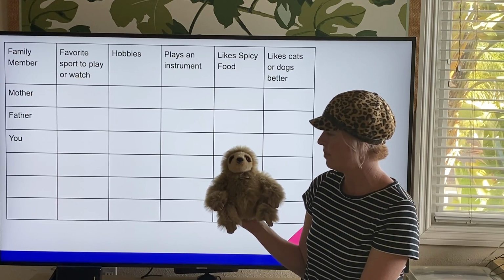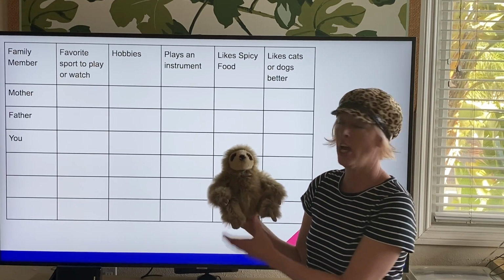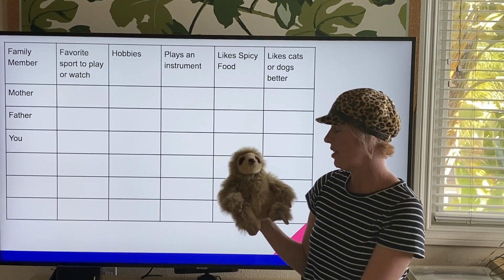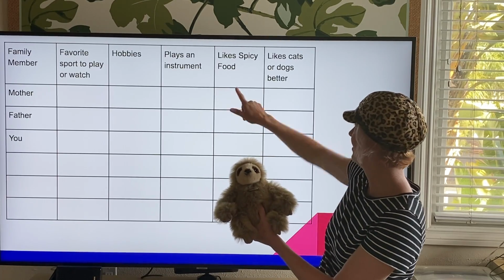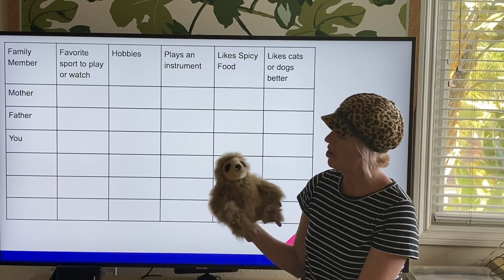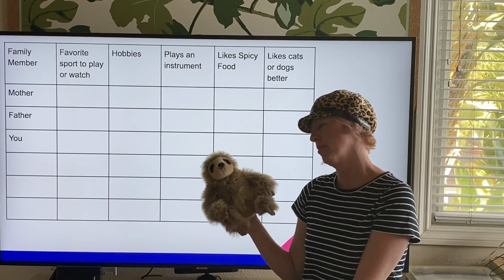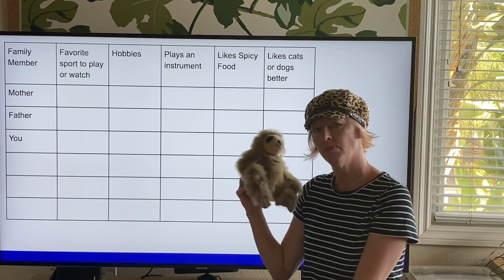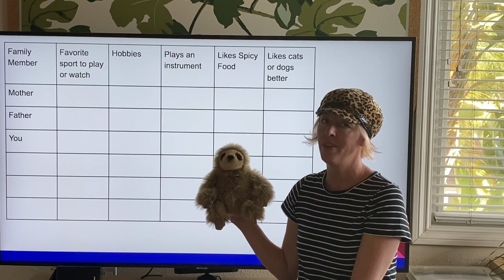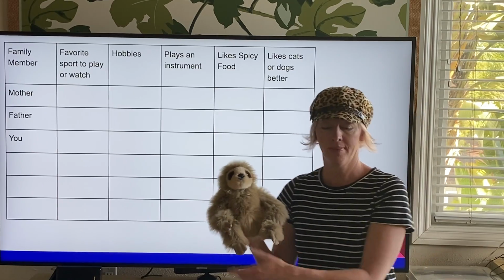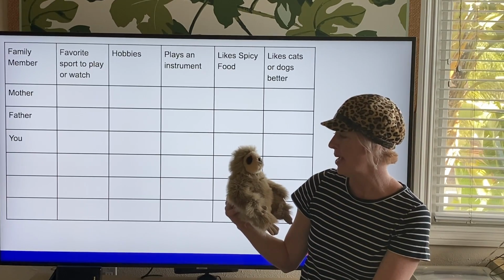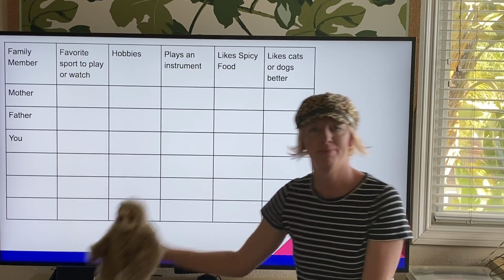Slothy, do you play an instrument? No. Slothy, do you like spicy food? Yes. And then Slothy, are you more of a cat person or a dog person? Slothy said that she's more of a dog person, so I would write dogs there. Okay, thanks for your participation, Slothy. See you later.